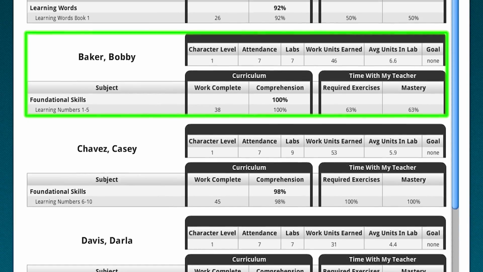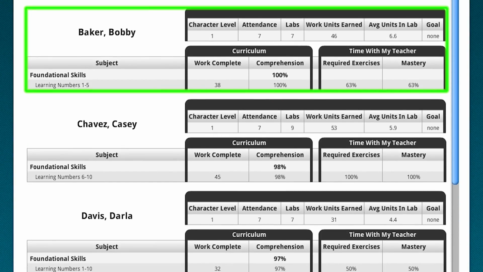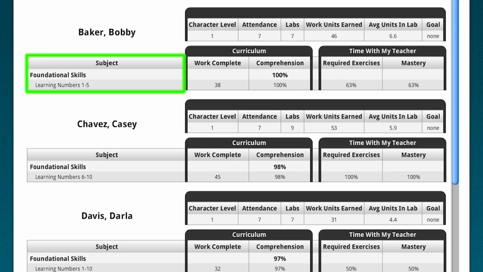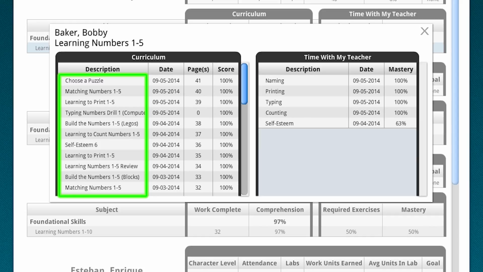In this case, it's Bobby Baker. Now I want you to notice that we have gone to the next level in the curriculum sequence, which would be foundational skills in the first book, learning numbers 1 to 5. So when that is clicked on, again, the description of every lesson is shown, the date the student completed it, the page number, and the mastery level.